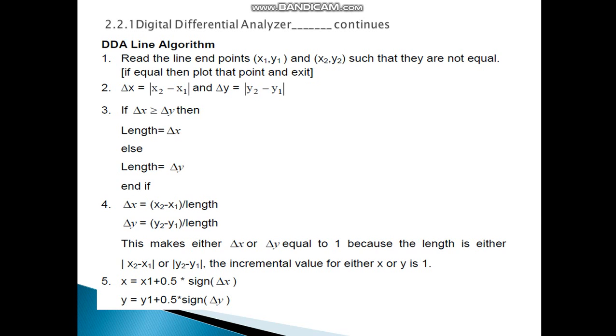Then we discuss the next topic, the DDA line algorithm. The first step is to read the line endpoints, that is x1, y1 and x2, y2, such that they are not equal. If they are equal, then plot that point and exit.